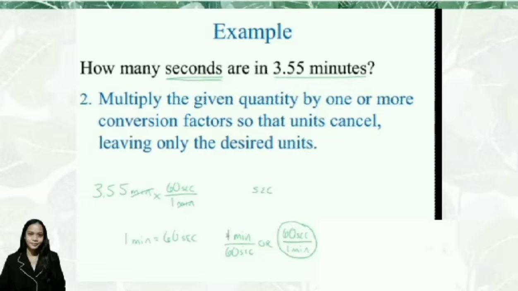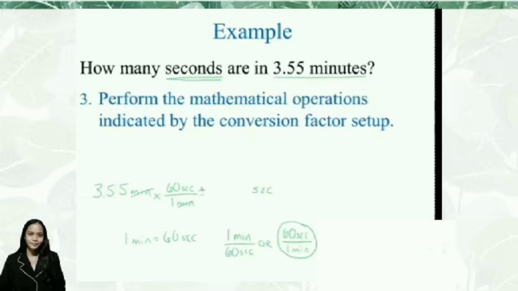Now you can see the minutes will cancel. Step 3 says, now that I've got it set up, I just want to go ahead and perform the operations indicated. So I have 3.55 minutes times 60 seconds divided by 1 minute. Since I started with units of minutes, I put that on my calculator and I got 213 seconds. So there you go. I just converted 3.55 minutes into 213 seconds, from one unit to another.